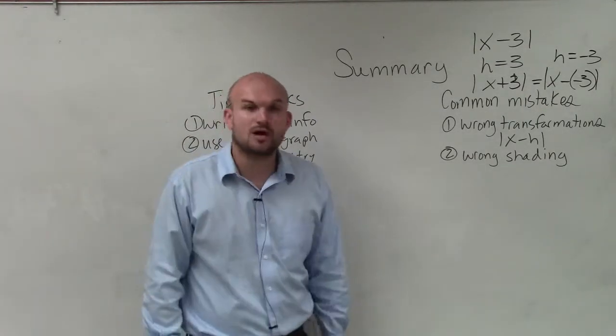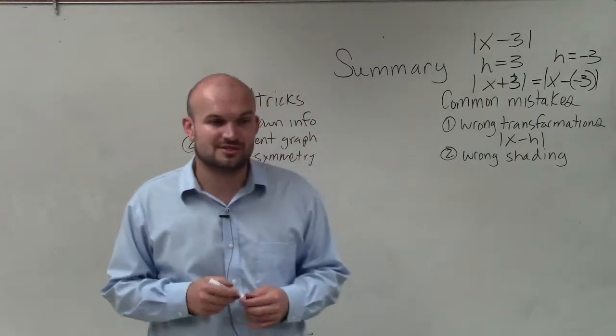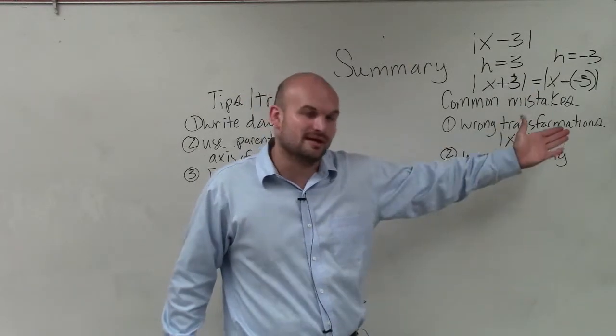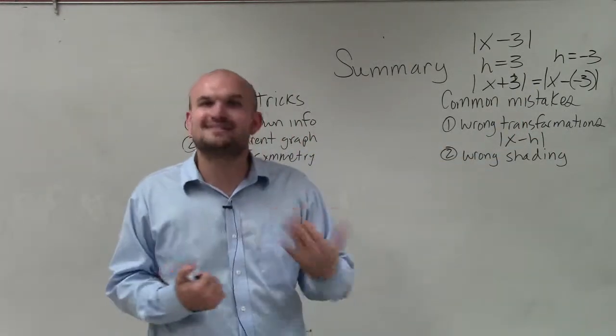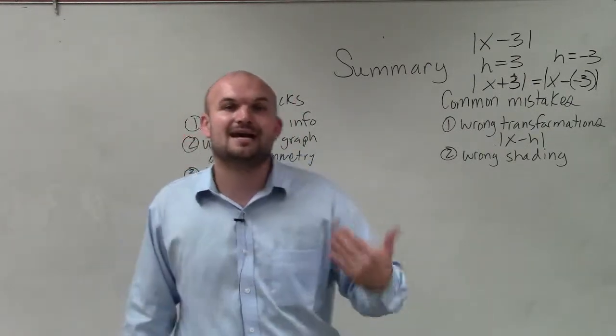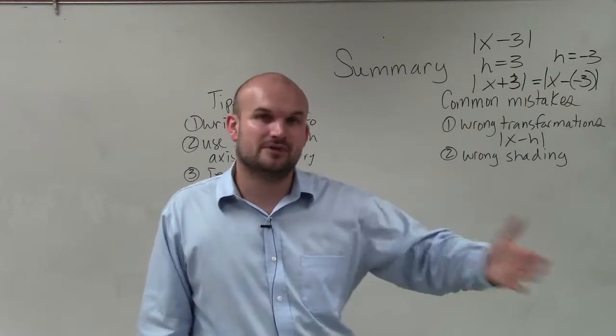And the next thing is doing the wrong shading. This comes from the test point (0, 0), but it also comes from students using a test point, seeing it's true, and then shading the other way, or just getting that mixed up as they're doing that, or choosing another point that's on the line and not knowing that you have to pick a point off of the graph when you're doing your shading.